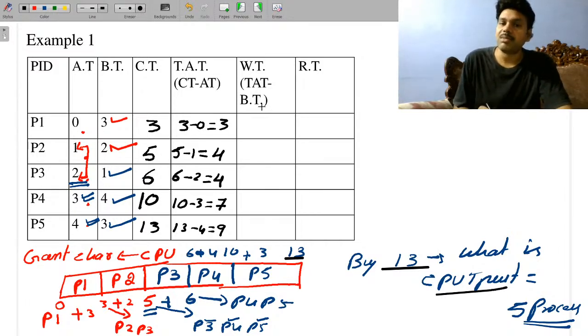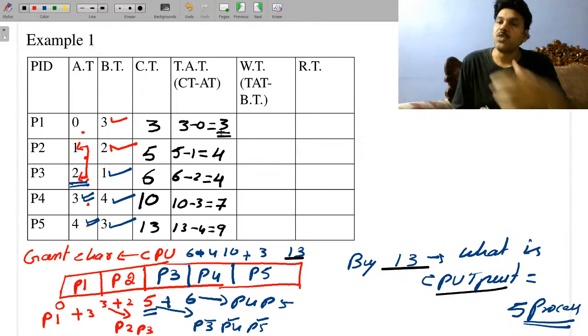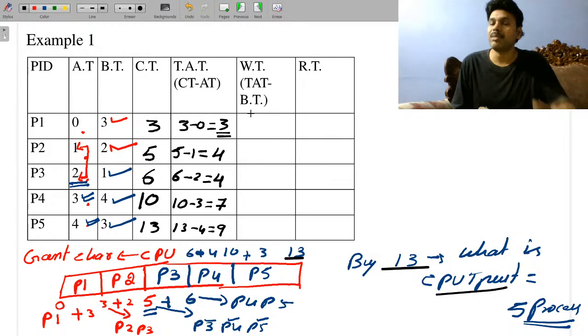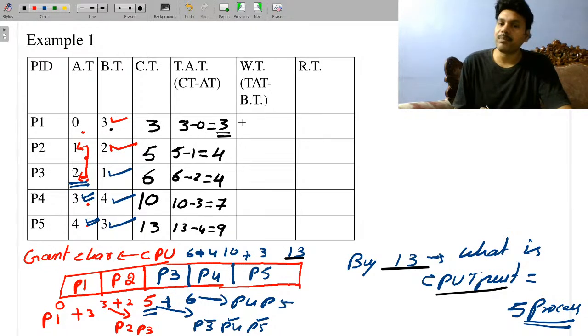So waiting time is turnaround time minus burst time. So 3 minus 3, that means what? This is your ending point minus starting point. How much time was I with the CPU? That's the meaning of waiting. The remaining time is waiting time. So starting and ending time is 3. I spent 3 units of burst time. So 3 minus 3, my waiting time is 0.